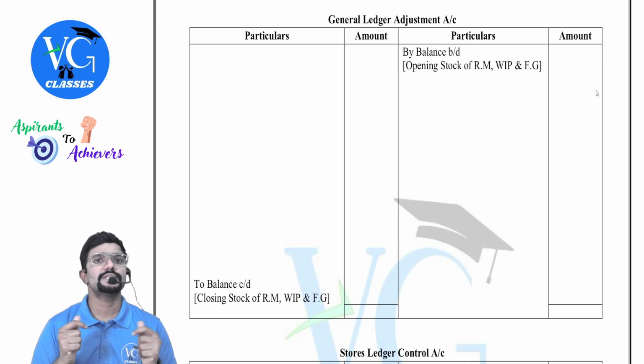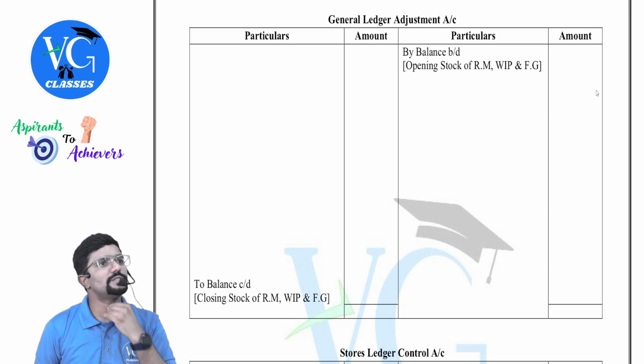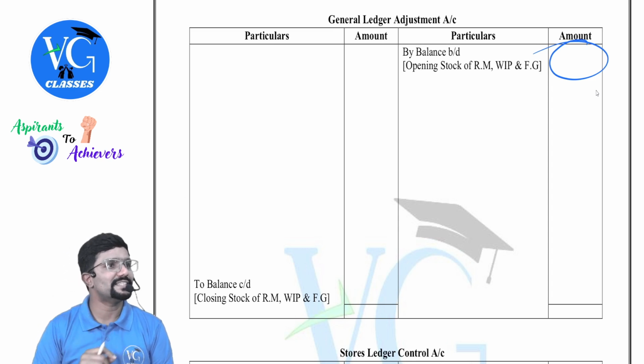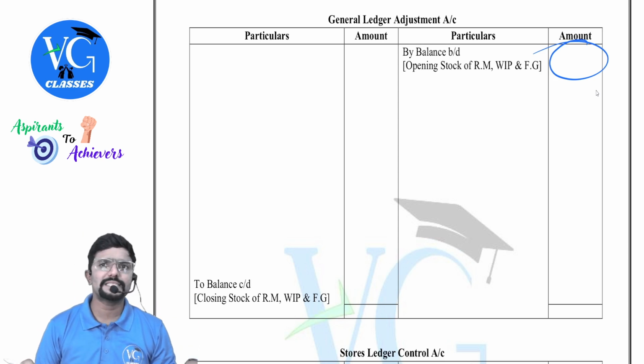And this account, listen here. It will start with the opening balance and end with the closing balance. Opening balance on which side? Credit side. Guys, raw material, WIP and finished goods will have a debit balance.